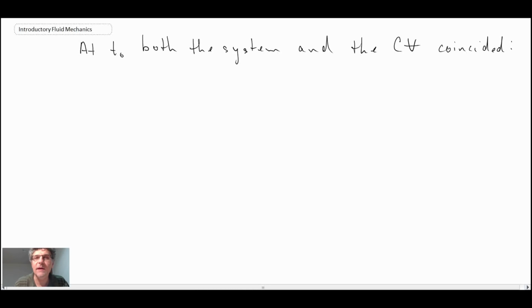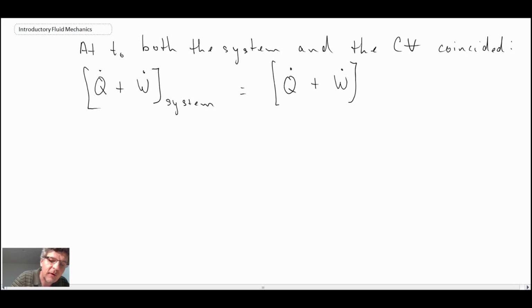So at time t0 through that derivation, that was Reynolds' analogy, we had a situation where the control volume and the system were coincident or co-located, and consequently what we can say is that heat transfer plus work applied to the system of fixed mass will be equal to heat transfer plus work applied to our control volume, and therefore we can then translate the equation into the control volume. And with that, what we have is this for the energy equation.